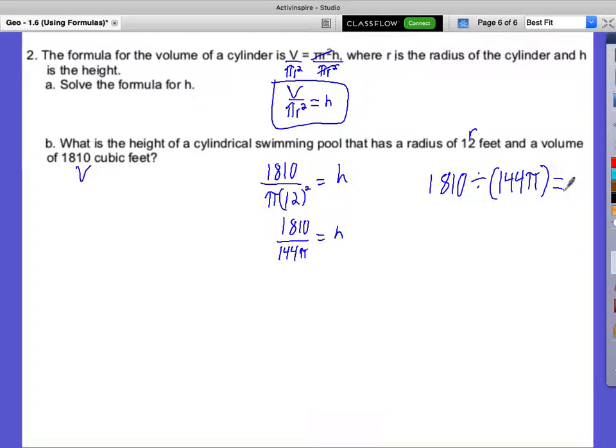Okay? You should get h approximately, let's go to 3 decimal places, 4.001. In this case, we're talking feet. We were talking feet earlier. So this ends up being 4.001. Those were the TI-30s.